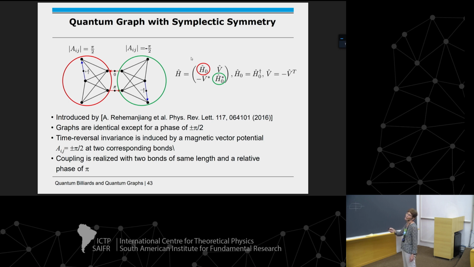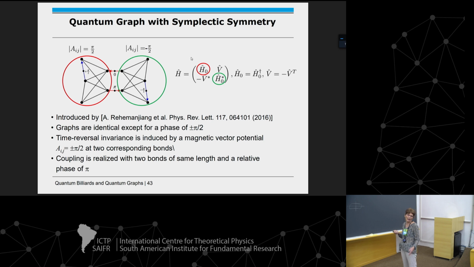And they are coupled at bonds. So these are not corresponding vertices, but this vertex corresponds to that one, this to that one. So you couple them by one bond, and you have a relative phase of pi between these bonds. So these bonds would correspond to the matrix V. For example, this bond would correspond to the matrix V, and this bond would correspond to the matrix minus V star, where V is, in this case, a real potential. So that's how the GSE graphs are realized.